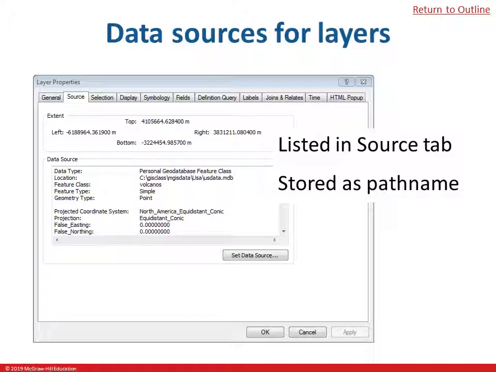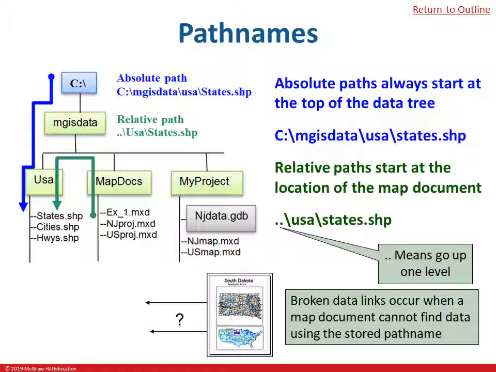The key thing here is that in the source tab you can find the location, and basically it stores a path name, and this is going to be important. Path names are sort of the address of where the data physically exists. Now they come in two flavors. They come in absolute and relative.